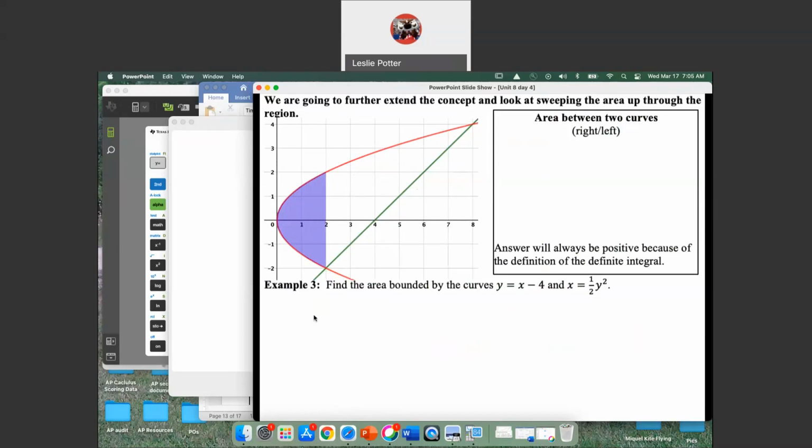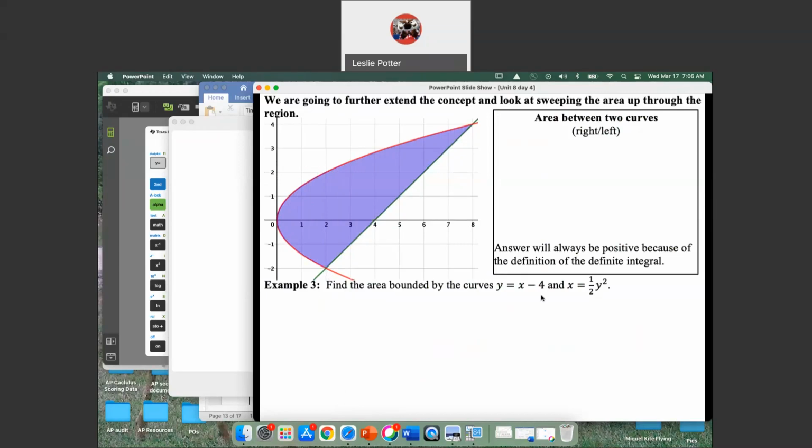And we can do that. That's just a positive square root minus a negative square root. But at this location, we introduce a new function. So as we sweep from 2 to 8, now the red is on the top and the green, the line, is on the bottom.